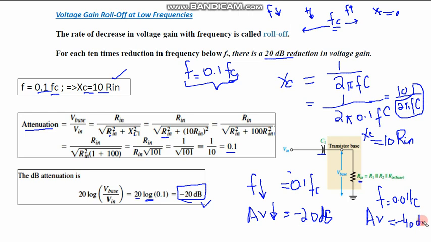So this is just the trend of reduction in the voltage gain if the operating frequency decreases. Since we are studying low frequency response, we want to calculate what should be the reduction in the voltage gain if frequency decreases. So our threshold value is Fc, and we keep decreasing the frequency. In this slide we proved that for this frequency reduction we get minus 20 dBs.